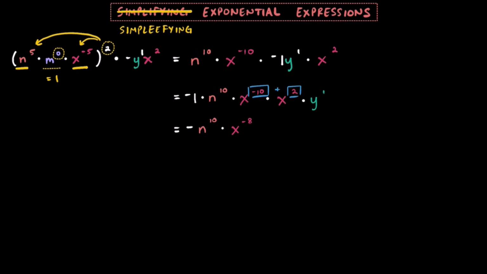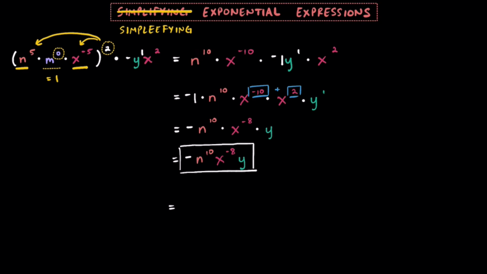And then finally we have this y to the 1st power, but I'm going to go ahead and drop that +1 and just write y. Now, dropping those multiplication symbols, here we can finally write that we have a final expression of -n raised to the 10th power, and then squish it all together. We're going to say this is going to be x to the -8th power, and then we have a y at the very end here. So using no fraction bars, this would be our most simplified expression.